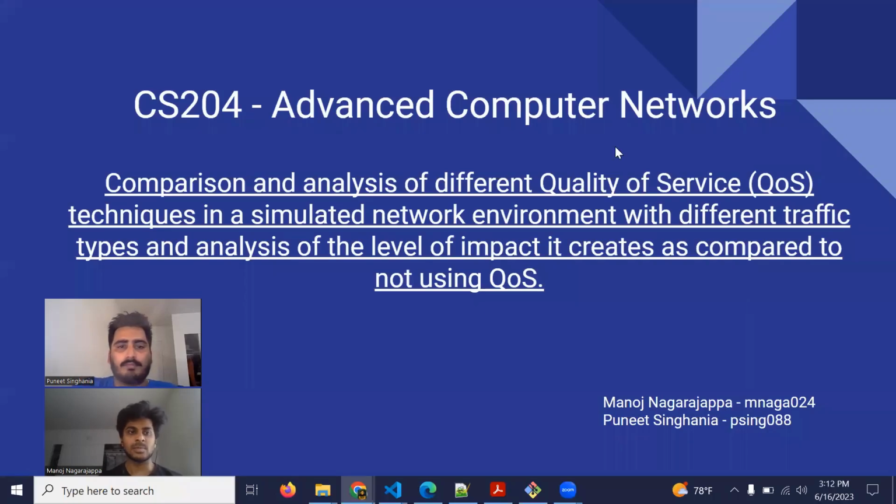Hi, this is Manoj, and for CS204 Advanced Computer Networks, we have done a project on comparison and analysis of different quality of service techniques in a simulated network environment with different traffic types, and analysis of the level of impact it creates when compared with using non-quality of service.